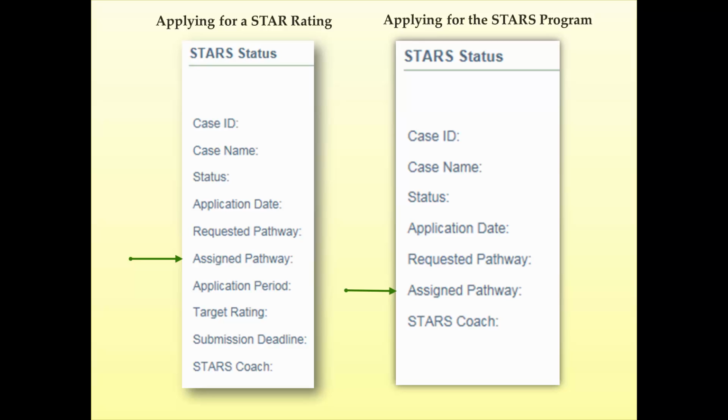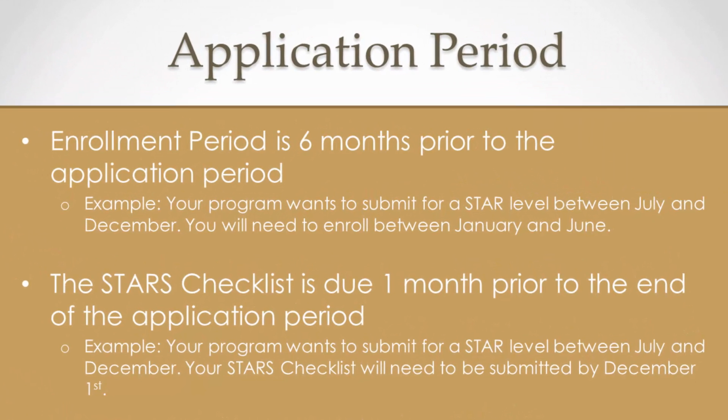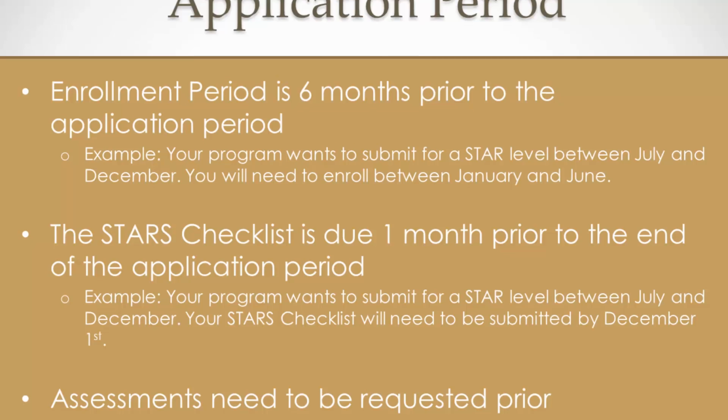You may or may not see the application period depending on your status. If you do see this, then that means you are submitting for a STAR rating. Enrollment for a STAR rating happens in the 6 months preceding the application period. For example, if your program wants to apply for a STAR rating between July and December, you will need to enroll between January and June.